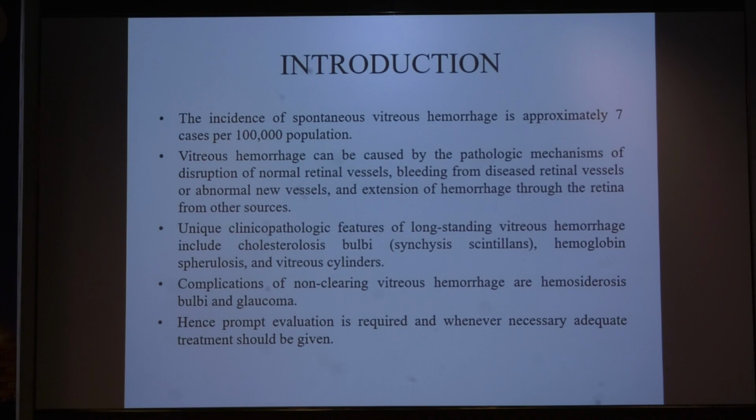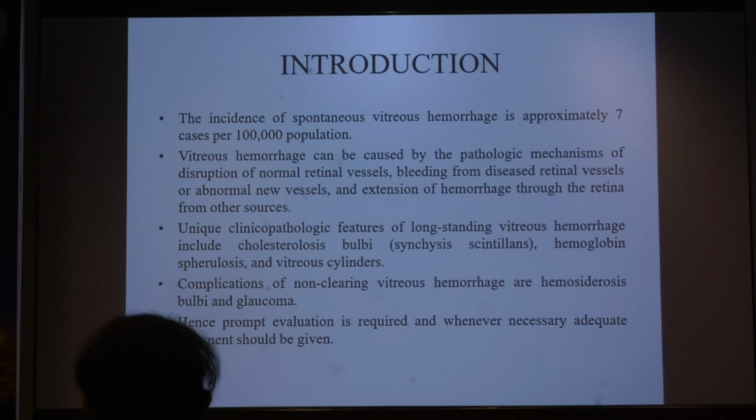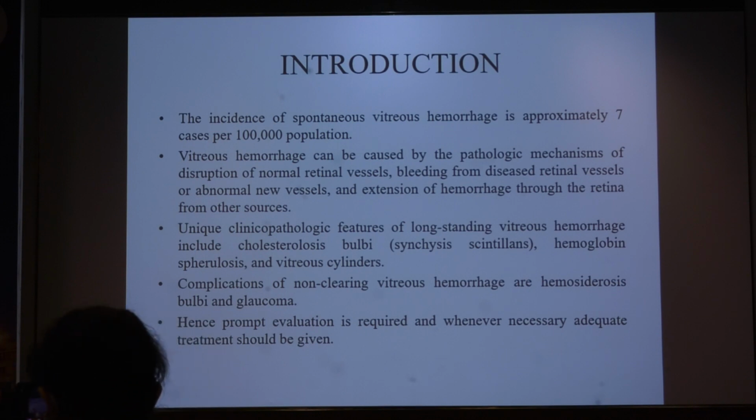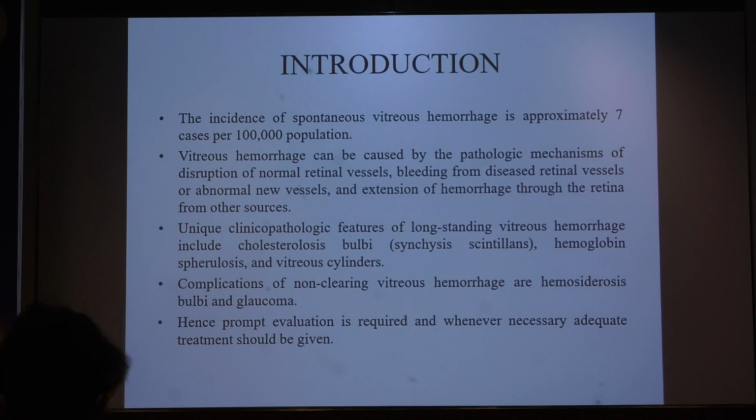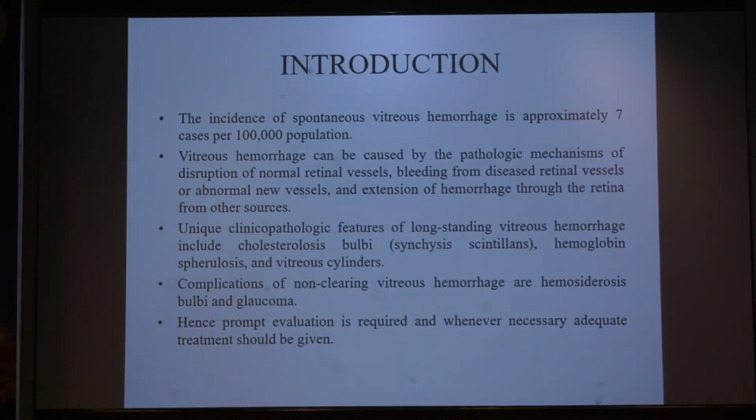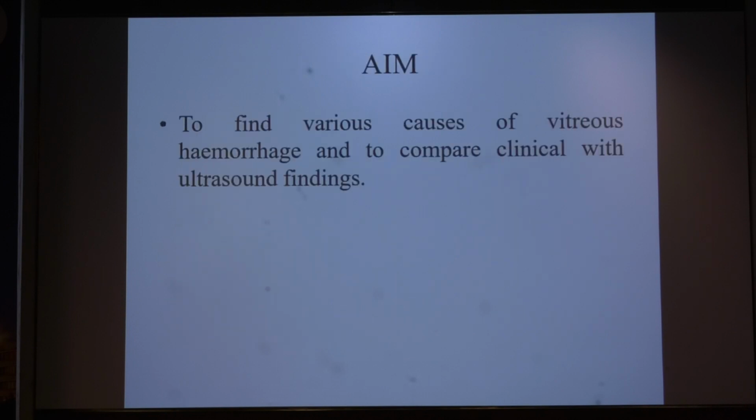In diseases like diabetic retinopathy, vitreous hemorrhage is also common. Following trauma, retinal holes may be present or retinal detachment may be present. Unique clinical pathology features of long-standing vitreous hemorrhage include cholesterolosis bulbi, synchysis scintillans, and vitreous cylinders. The complications of non-clearing vitreous hemorrhages are hemosiderosis bulbi and glaucoma. So prompt evaluation and adequate treatment are required.